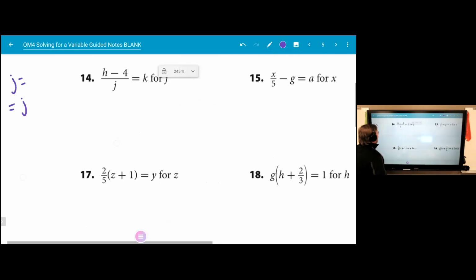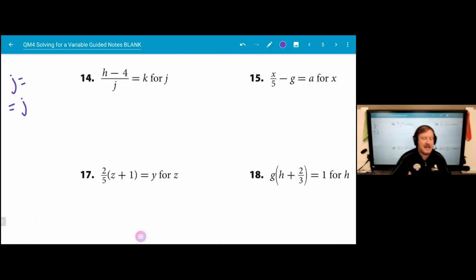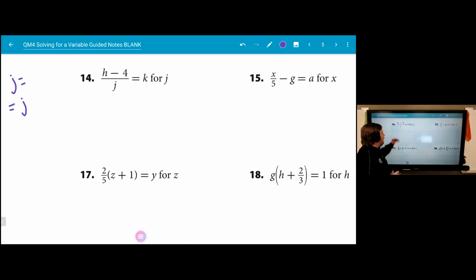How are we going to do that? Well, this one's a little bit different. We can't directly do the do and undo steps because j is on the bottom, right? So let's think about different ways we can do that. How can I get j from the denominator to a numerator?